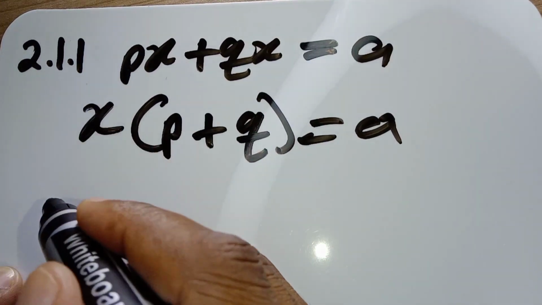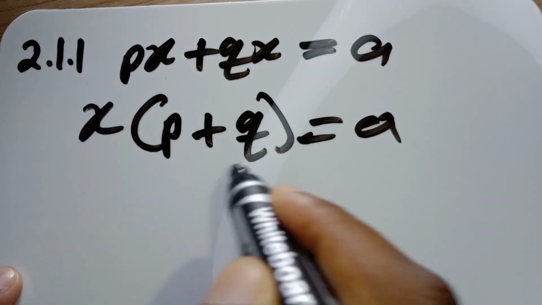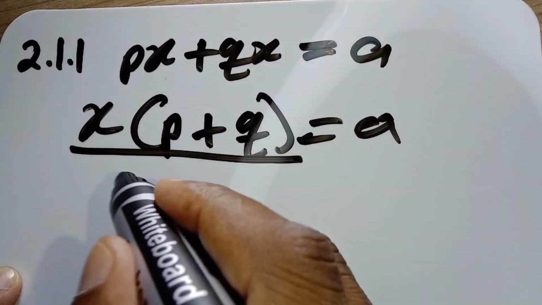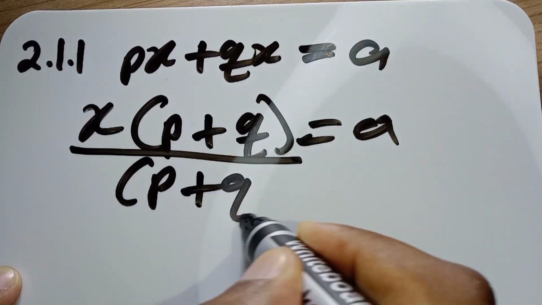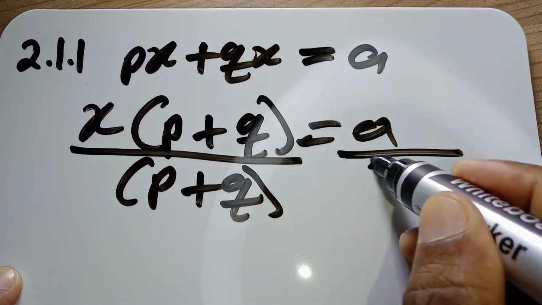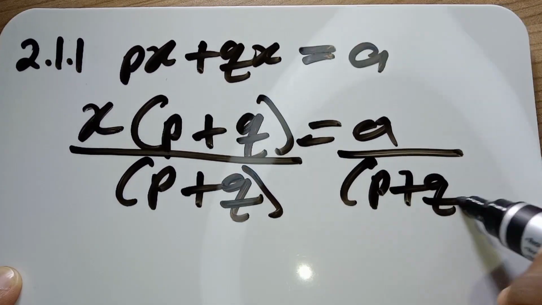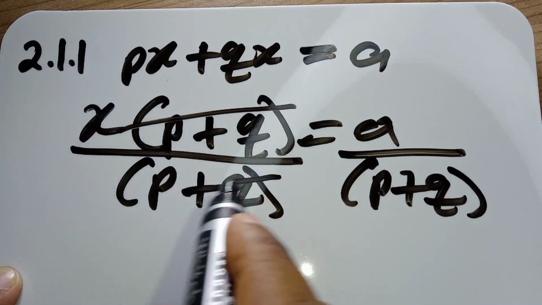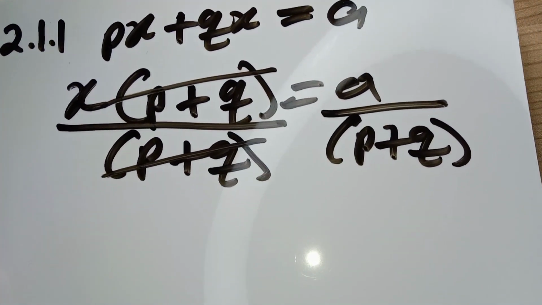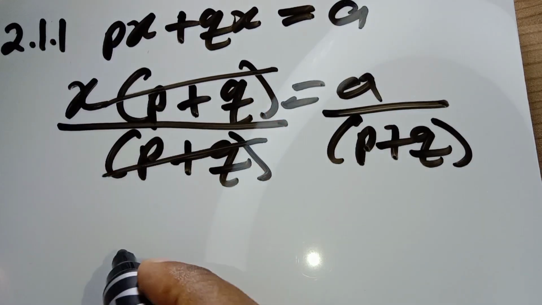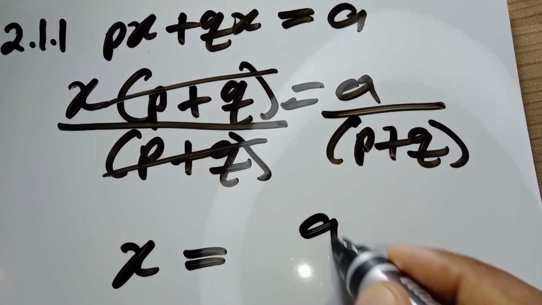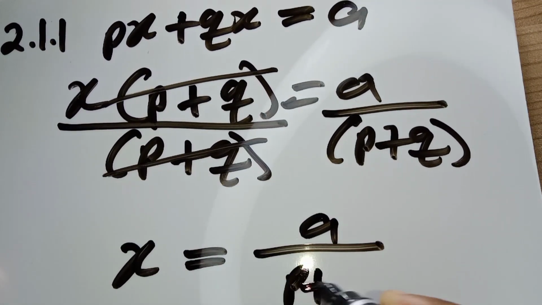Remember, you want to remain with x. When you want this bracket to disappear, you divide by it, both sides. Then you're going to have p plus q there. This bracket dividing that bracket, you remain with 1, then 1 multiplying x, we have x. Then you have a dividing the p plus q.